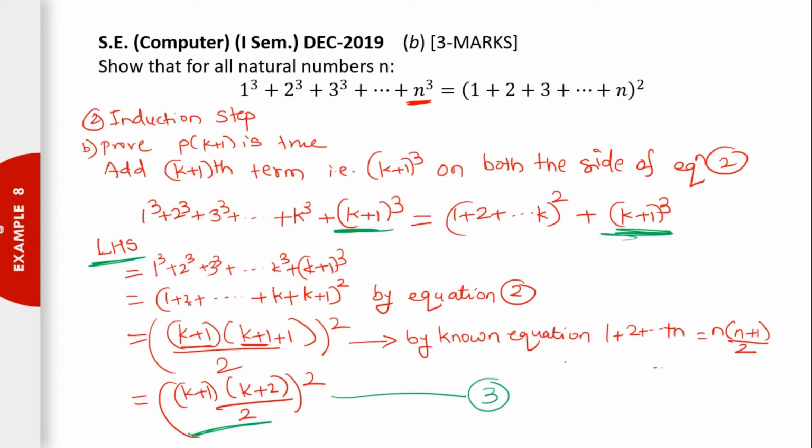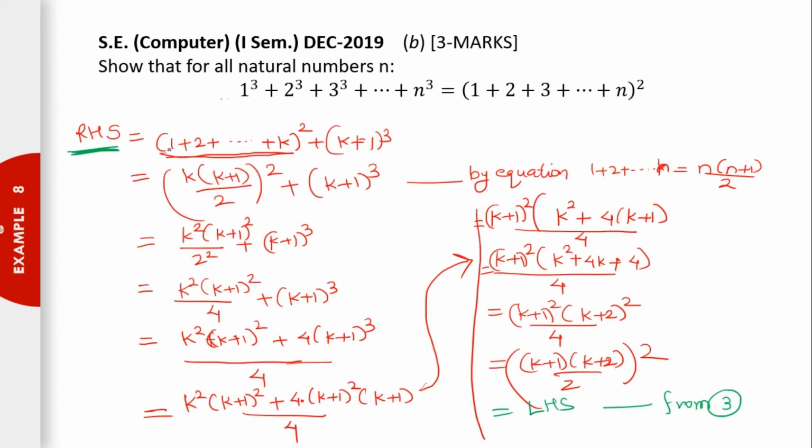It will be 1 plus 2 plus up to k plus 1, whole square. Now this can be written as n into n plus 1 divided by 2, by using the known equation that 1 plus 2 plus up to n is equal to n into n plus 1 divided by 2. Here n is my final number, which is k plus 1. So it can be written as (k plus 1 into k plus 2 divided by 2) whole square. Now this is my LHS part. The RHS part is this whole term plus k plus 1 whole cube. Now this can be written as (k into k plus 1 divided by 2) whole square. We will solve this.